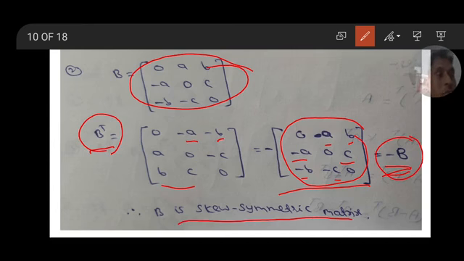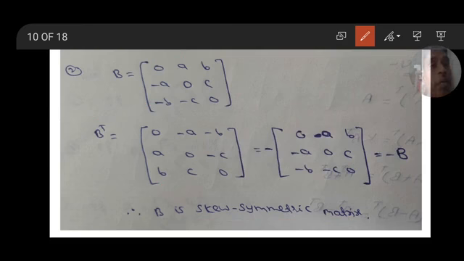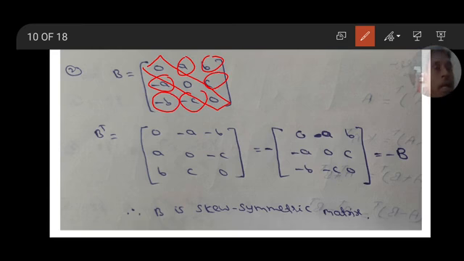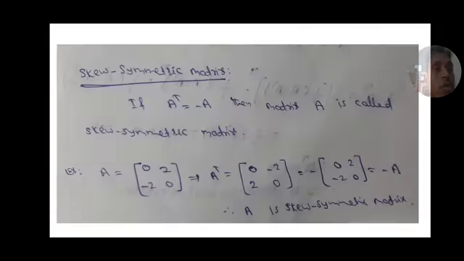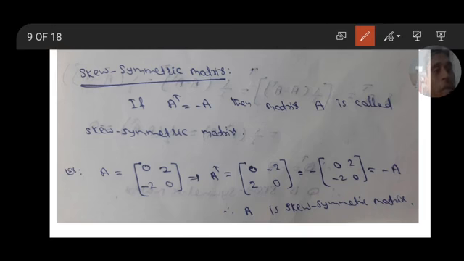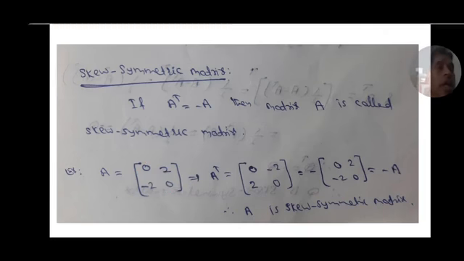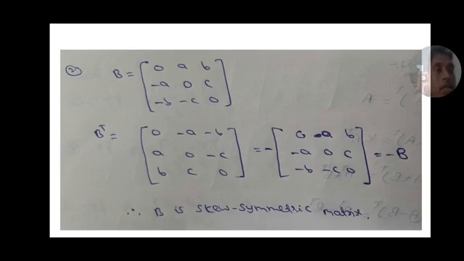If the same matrix comes, it is symmetric. If minus of that matrix comes, it is a skew symmetric matrix. And if you observe a skew symmetric matrix, all the principal diagonal elements are zeros and the opposite elements have opposite signs: A and minus A, B and minus B, C and minus C. In every skew symmetric matrix, principal diagonal elements are zeros.